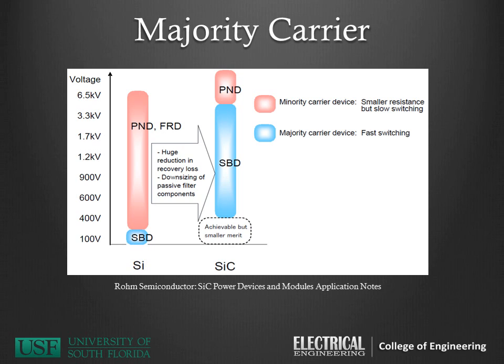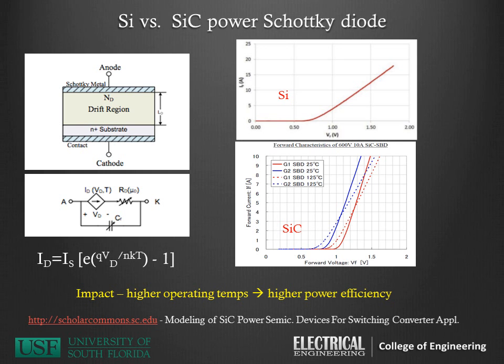Here we see the Schottky barrier diode as a majority carrier device, which gives you faster switching as compared to a p-n junction diode and a fast recovery diode over a given voltage range. On the left we have a physical description of a diode, followed by the electrical description and the ideal diode equation. On the right there are 4 bias characteristics of a silicon and a silicon carbide diode. Notice on the silicon carbide diode there's a higher operating temperature range, which will yield higher power efficiency.